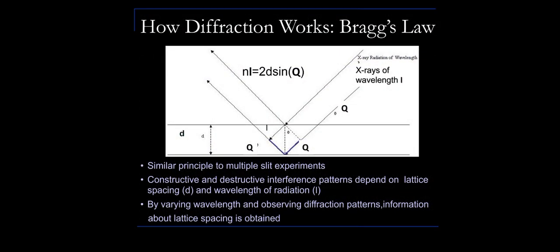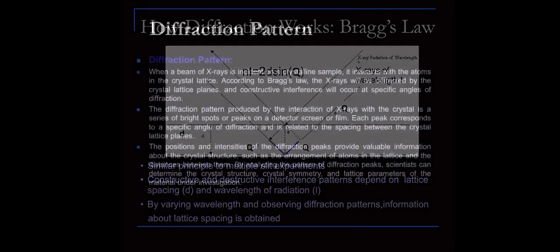How diffraction works into Bragg's law. This is a diagram of Bragg's law. n is equal to 2d sine theta. This is the angle of X-rays of wavelength. Similar principle to multiple slit experiments. Constructive and destructive interference pattern depends on lattice spacing and wavelength of radiation. By varying wavelength and observing diffraction patterns, information about lattice spacing is obtained.